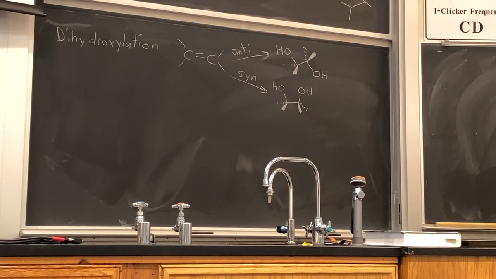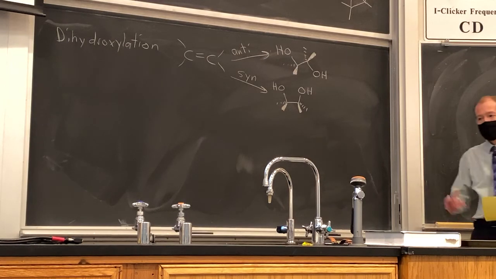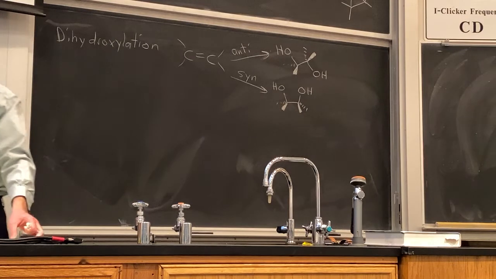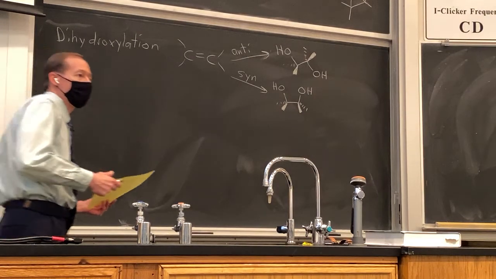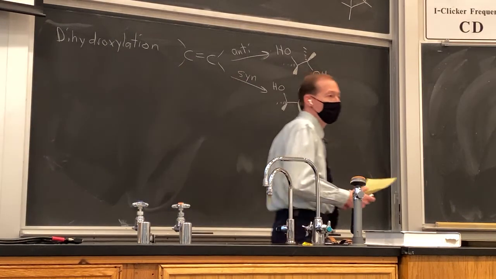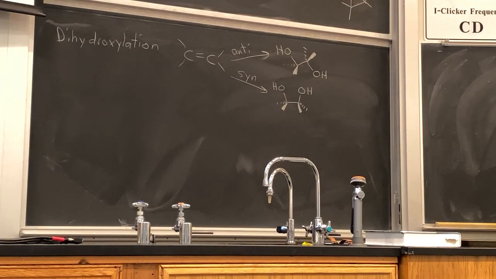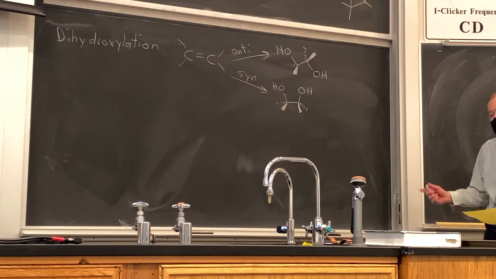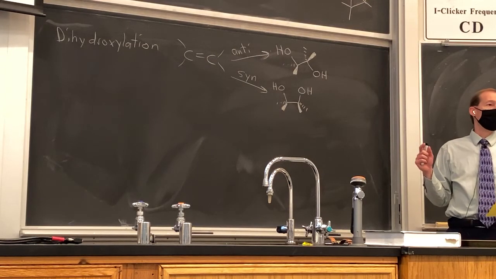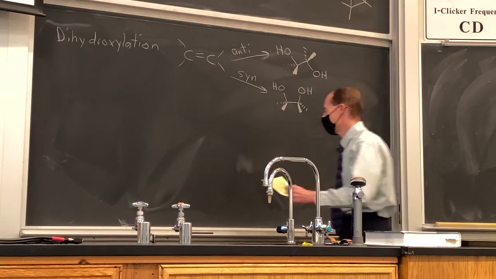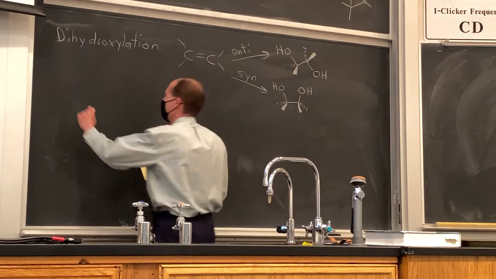Okay, and so sometimes we might want the product of syn addition, other times we might want the product of anti-addition. So it's important for us to have a method of doing both of these transformations. So we'll talk about the anti-dihydroxylation first. It cannot be accomplished in a single step, but it involves two steps that we've learned previously. So two reactions that we are already familiar with.